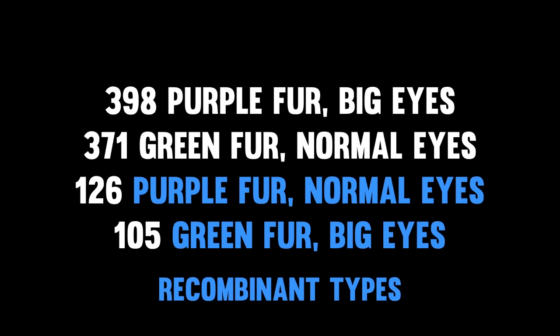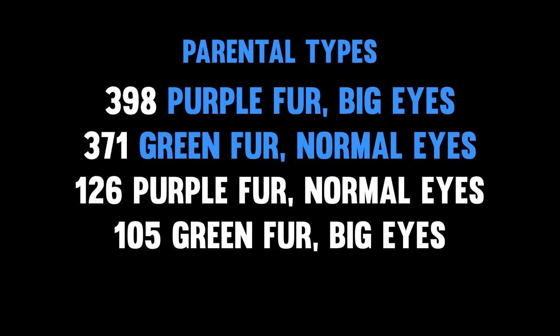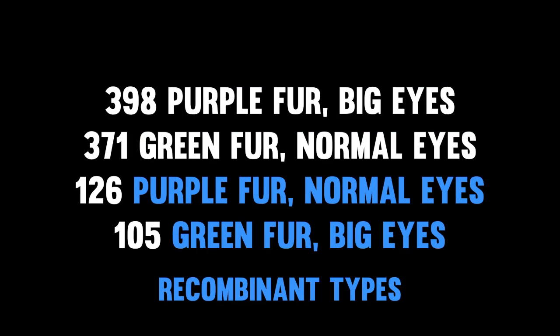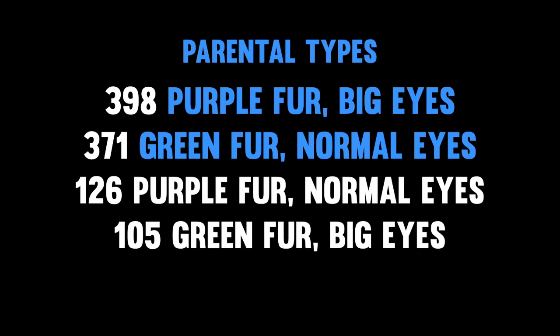So purple fur and normal eyes and green fur and big eyes, these are what we call the recombinant types because we cannot get these phenotypes by just taking 1 chromosome from the mother and 1 chromosome from the father. We can, however, get these 2 phenotypes, and so we call them the parental types. So we've identified which are our recombinant types and which are our parental types. So now we need to use that information in some way.